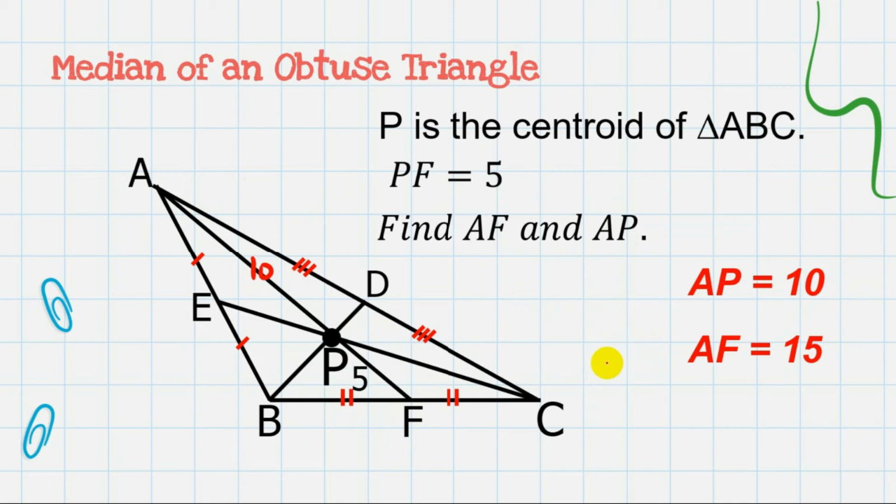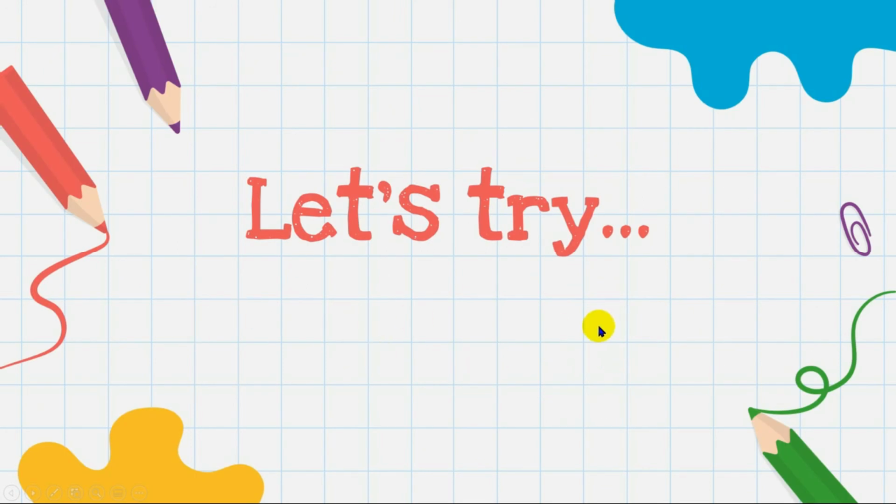That is the median, AF, or FA. This PF is the segment from centroid to the midpoint. And this one is from the vertex to the centroid. So, it is very important that we know the parts we are looking at, the segment we are looking for. Please be careful. Remember: vertex to centroid, centroid to midpoint, and the median itself. Okay? Let's have other examples, or you can try this one.